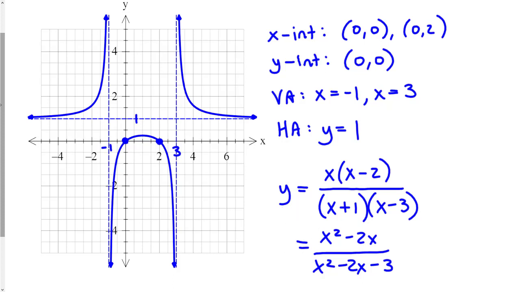So I have a function now that meets all of these criteria. It has zeros in the numerator for these locations. The ratio of constant terms would be 0 over -3, so the y-intercept matches up. The vertical asymptotes match up, and we just showed the horizontal asymptotes match up. So that works out just fine. There's a function for that particular graph.